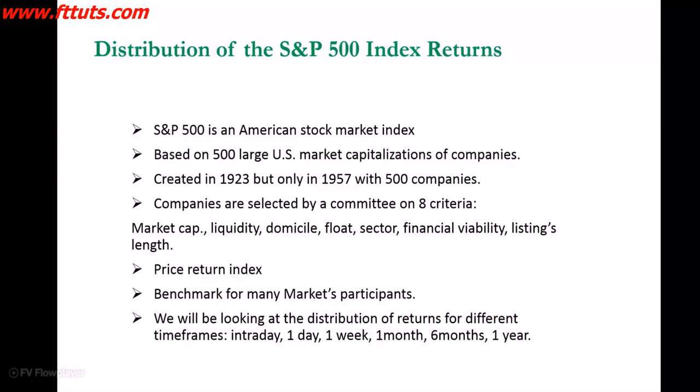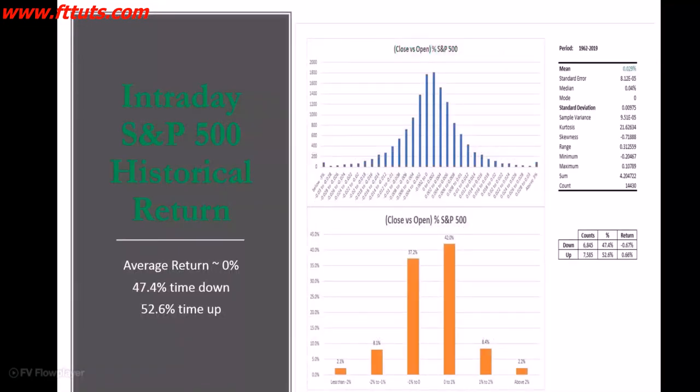Companies are selected by a committee on 8 criteria: the market cap, the liquidity, the domicile, the float, the sector, the financial viability, and the listing length. It is a price return index, and it is a benchmark for many market participants. So if you are working in industry, you will be looking at the S&P 500. Very few people in reality look at the Dow. We will be looking here at the distribution of returns for different time frames, from intraday to 1 day, 1 week, 1 month, 6 months, and 1 year.